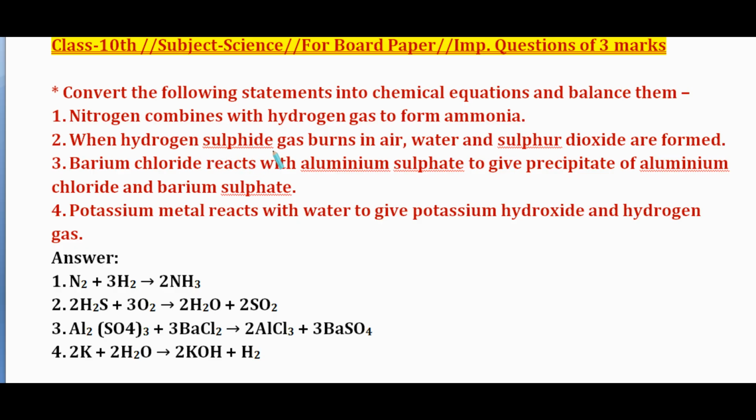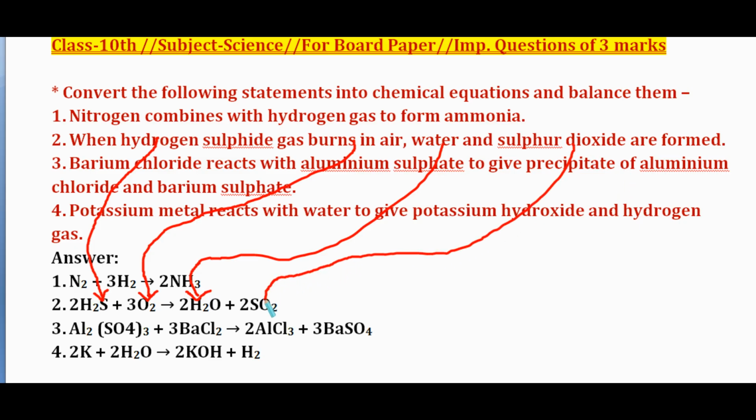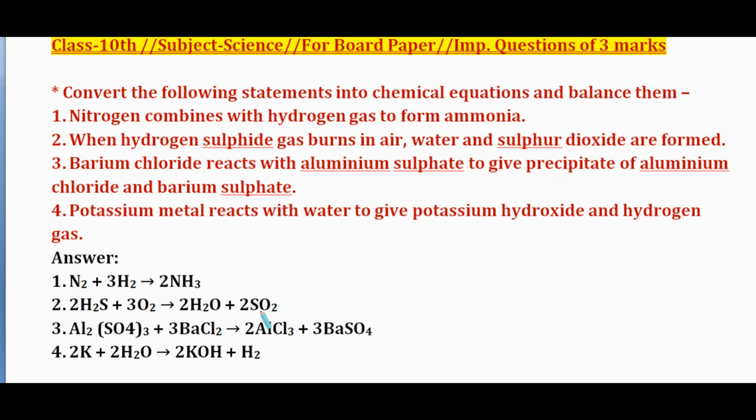Next, when hydrogen sulfide gas burns in air, water and sulfur dioxide are formed. This is hydrogen sulfide, H2S. Burns in air, it means oxygen, O2. It forms water, this is H2O. Sulfur dioxide, this is SO2. Then balance the equation.